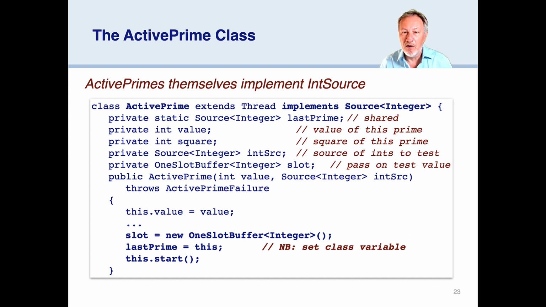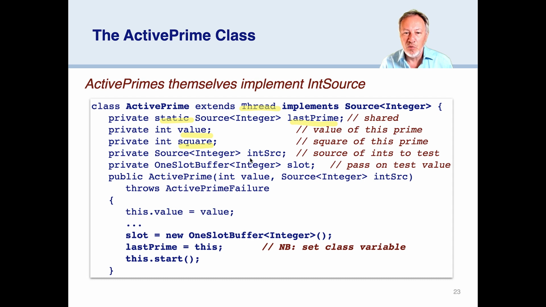An active prime also implements a source of integer, but it's also a thread, so it extends thread. There's a static variable, which is the last prime in the series. So when we add a new prime, it has to be connected to the last prime. This is a static variable, so it's shared amongst all instances of the active prime class. Every active prime holds a prime value, and it remembers what its square is, so it doesn't have to recompute it every time.